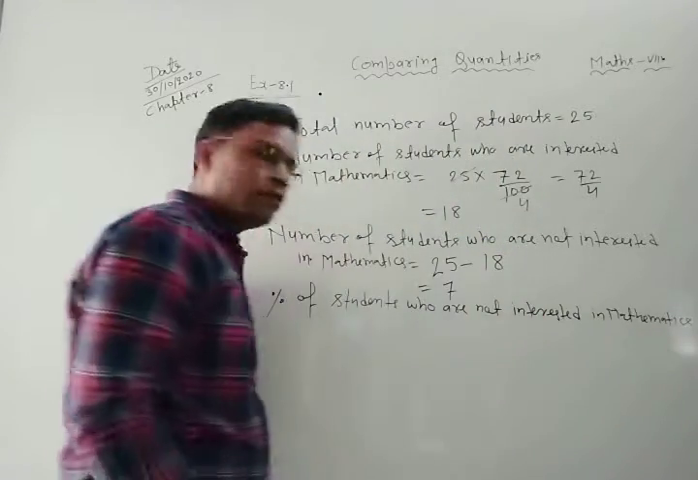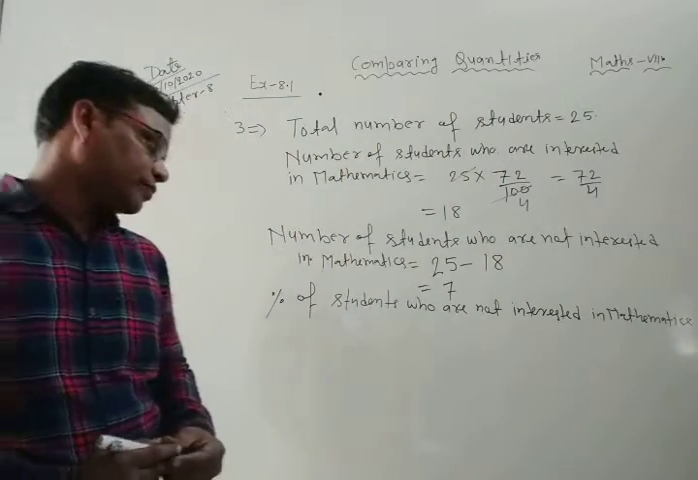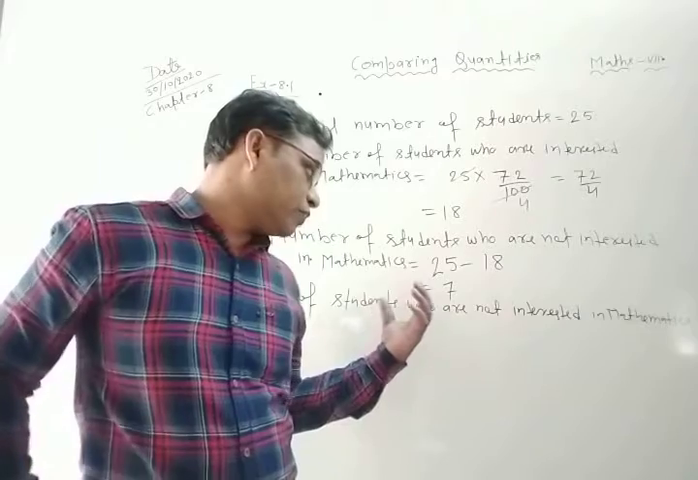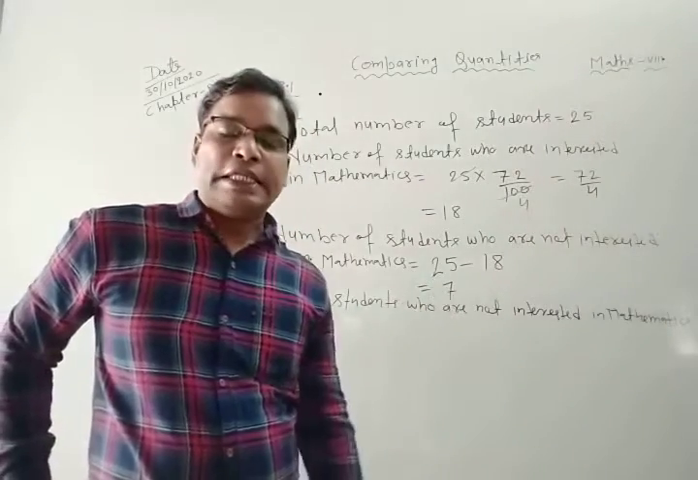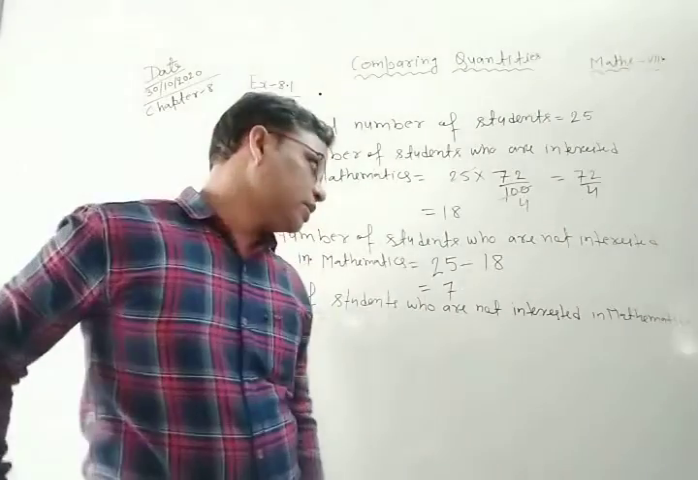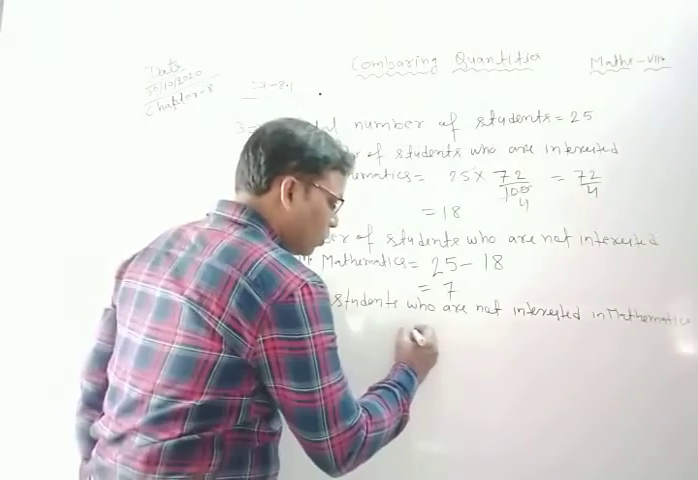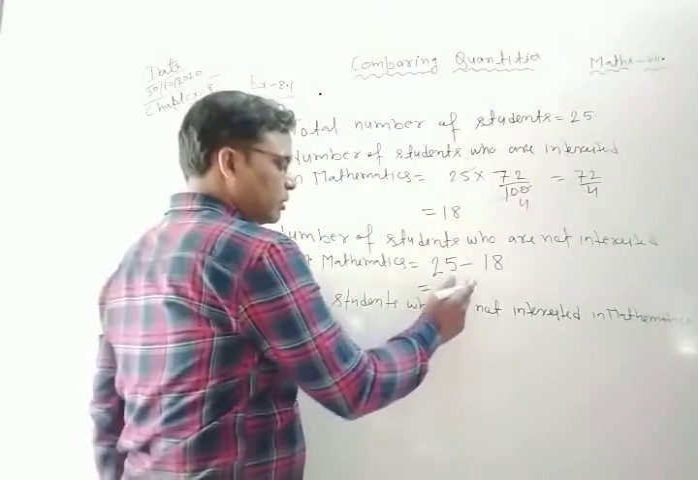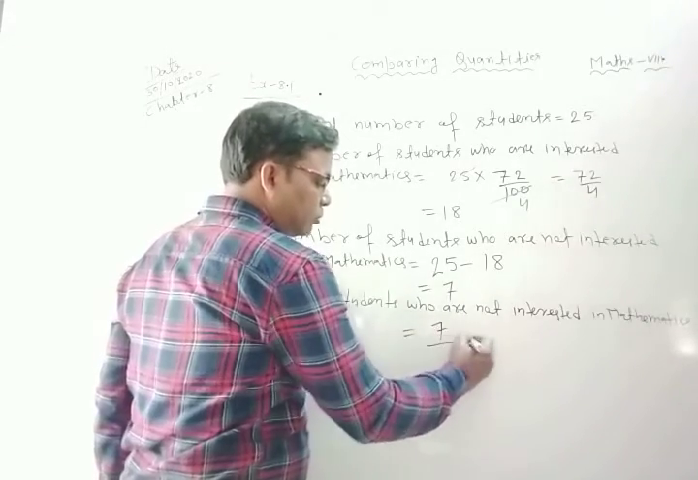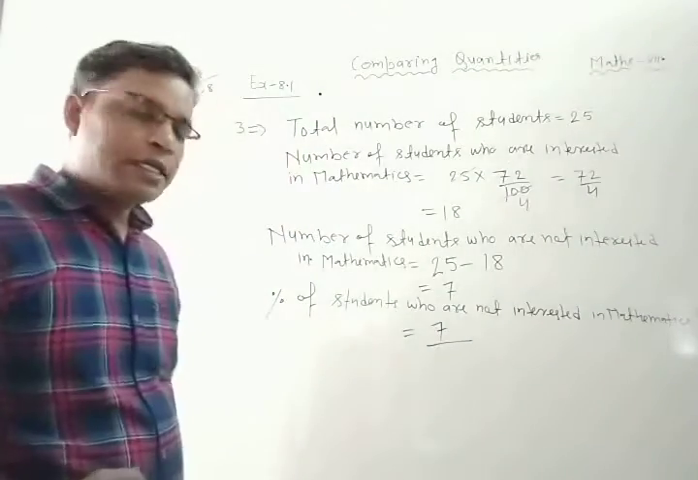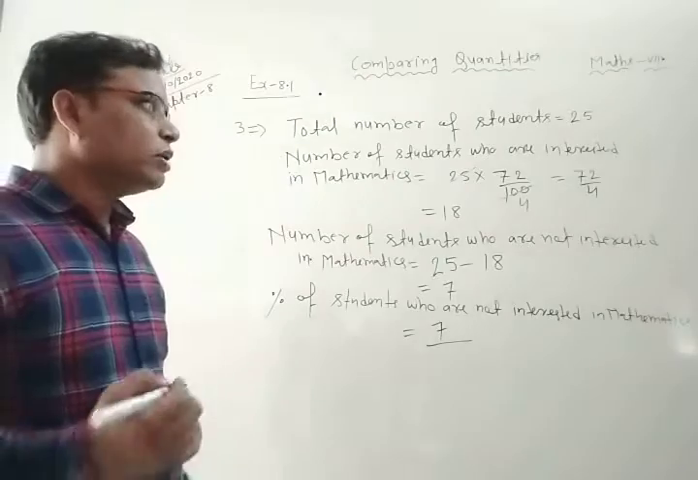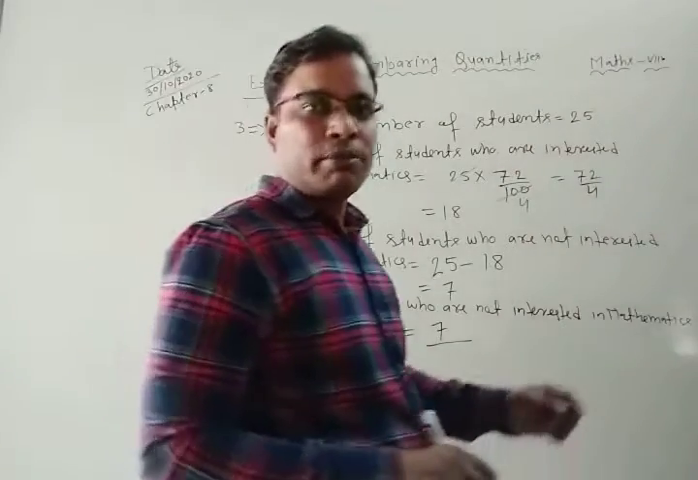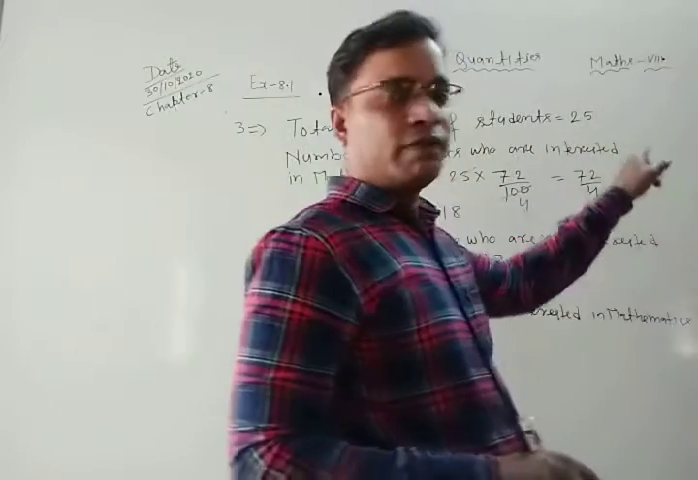Okay, how can you find the percentage of students who are not interested in mathematics? For this, we find the number of students who are not interested in mathematics. Here it is given as 7. We divide the 7 students that are not interested in mathematics by the total number of students. The total number of students here is 25.